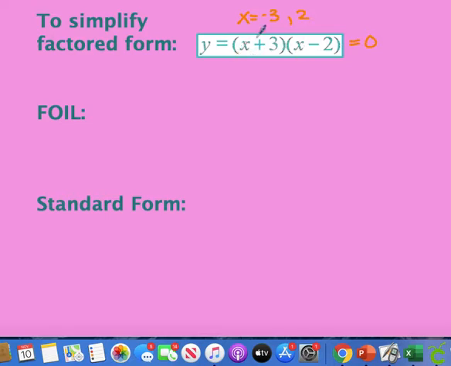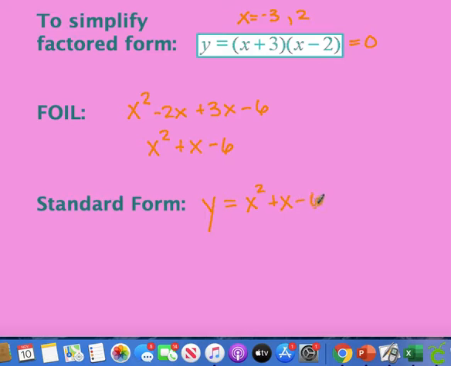If I FOIL these, that takes us back to our standard form equation. So firsts give me x squared. Outsides give me -2x. Insides give me +3x. And lasts give me -6. So that when I simplify my outers and inners, I get an equation that looks like this: x squared plus x minus 6. In standard form, that takes this shape.